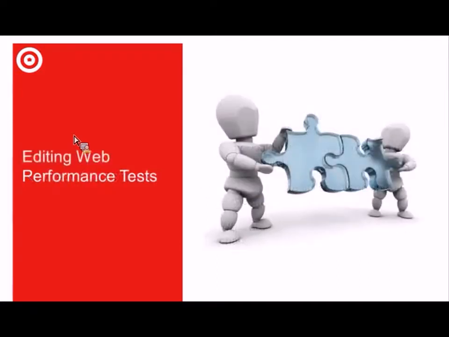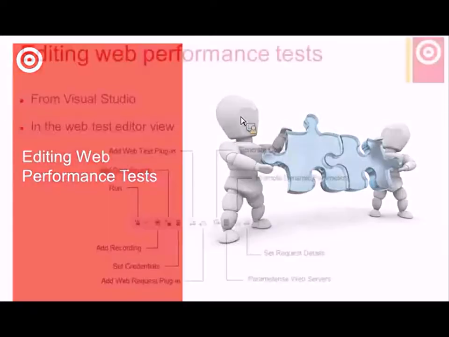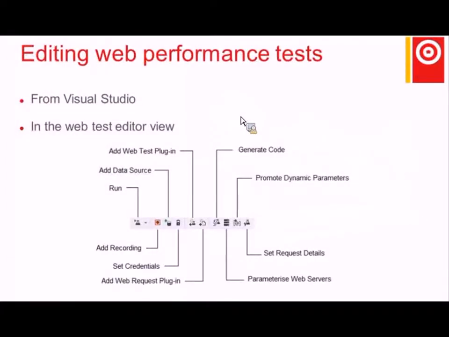So, editing a web performance test. There are a number of options for actually editing a web performance test. We've already looked at adding a recording, which will simply add a recording at the end of a web performance test. We've also looked at the run options. Also, what we've got is adding a data source, so we can add any data source which is currently supported by Visual Studio. So this could be SQL, this could be CSV, it could be XML. It depends how complicated you want to get with your data source, how knowledgeable you are about dealing with these data sources.